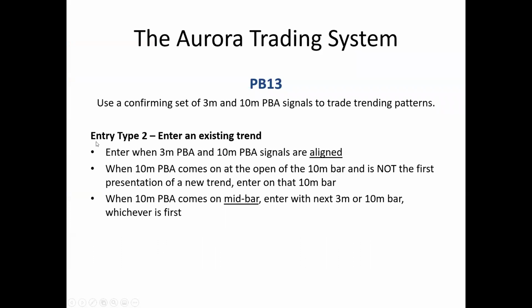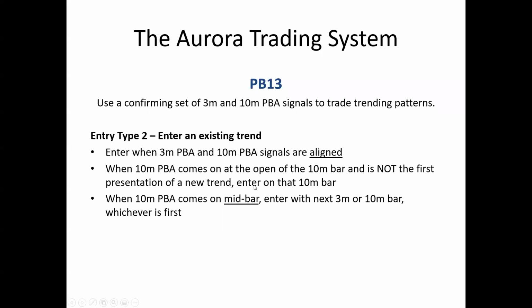All right, the second type of entry we have on a PB13 is when we're entering an existing trend. We can enter when the 3-minute PBA and the 10-minute PBA signals are aligned, so that's still a requirement. When the 10-minute PBA comes on at the open of the 10-minute bar and is not the first presentation of a new trend, we can enter on that 10-minute bar as long as the 3-minute is aligned.